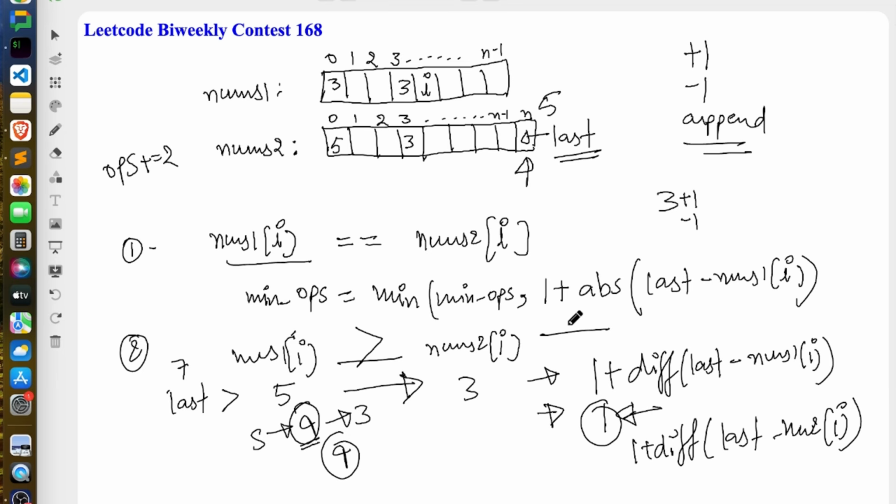And similarly, if your last lies in this range, your operation is going to be 1 plus the difference of last minus nums2 of I. And the same applies for the third case, when this is less than that. If this is less than this, just check where your last is present, in this range or in between them. If it's in between them, again the operation is going to be just 1. Otherwise, 1 for the append plus the difference of that number and the nearest number. So yeah, I hope you understand this part. Let's look at the code now.